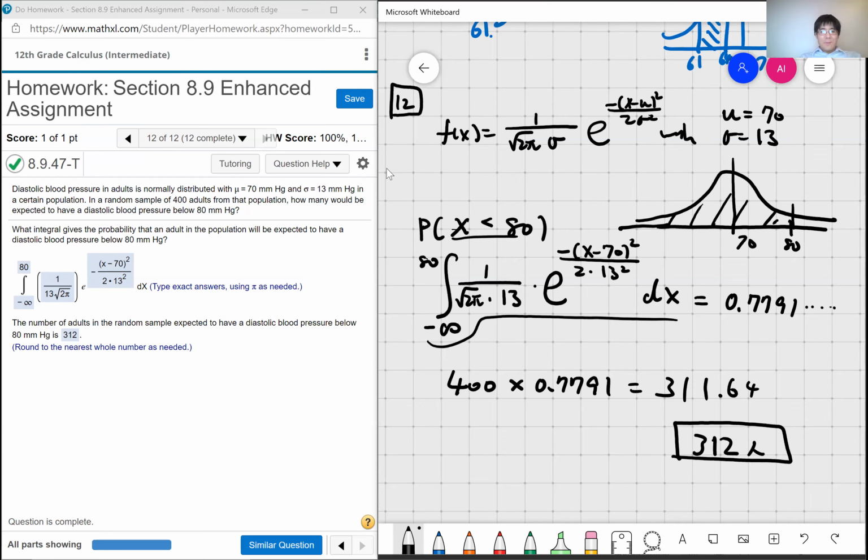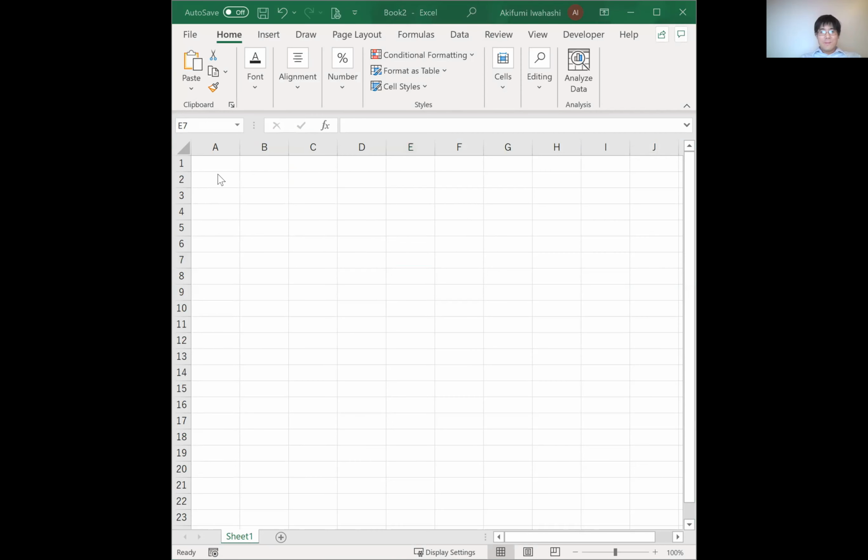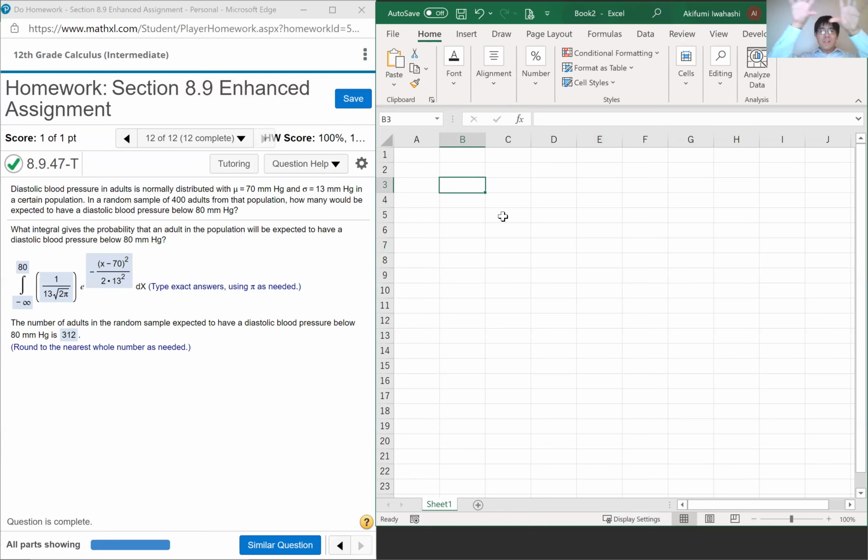Now I'm going to show you how to work with a normal distribution using a spreadsheet. Maybe it's too small. Okay, maybe I should show the program. So we can find the probability, the area under the normal distribution curve, using an Excel spreadsheet with NORM.DIST. You see NORM.DIST.